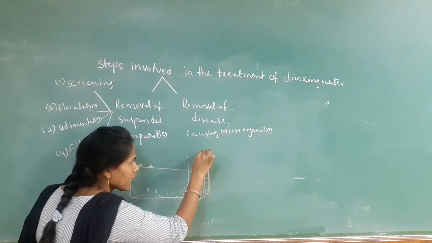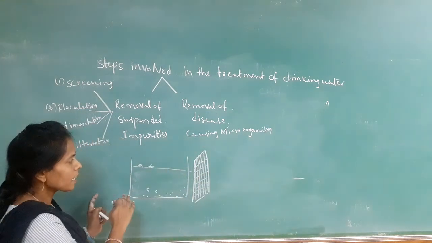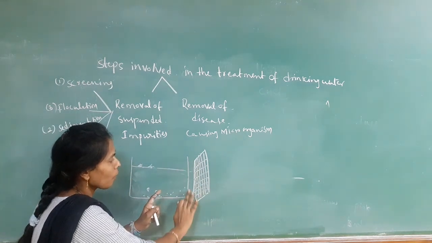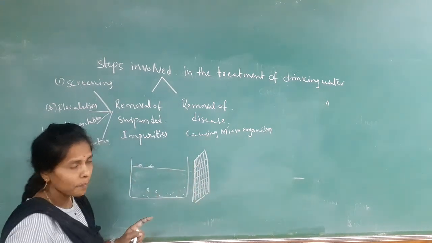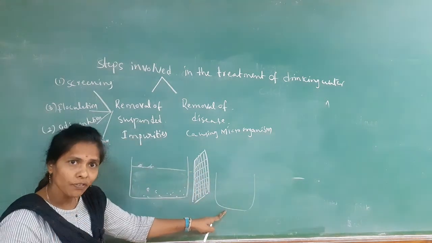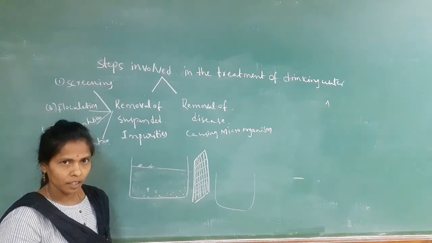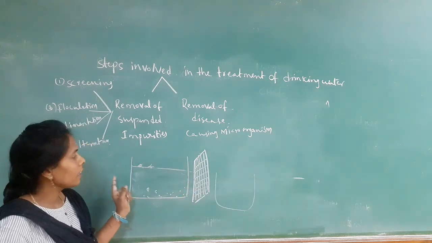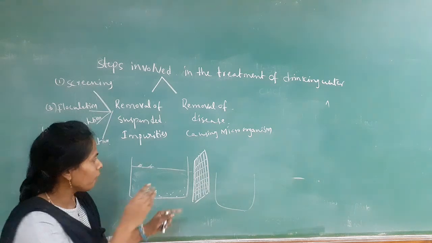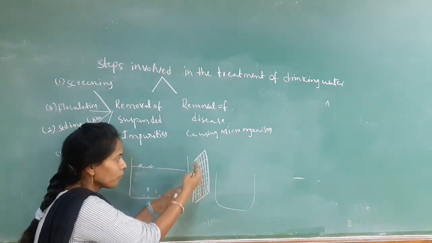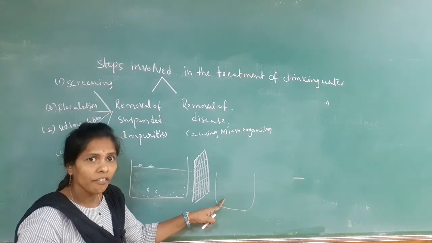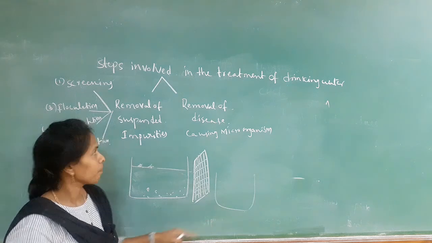So these are the screens. By passing the water through the screens, the floating impurities will be settled on top of the screens, and in the container we can collect the water which is free from the floating impurities. When we are passing the entire water through the screens, all the floating impurities will be on top of the screens, and the remaining water that we get is free from floating impurities.